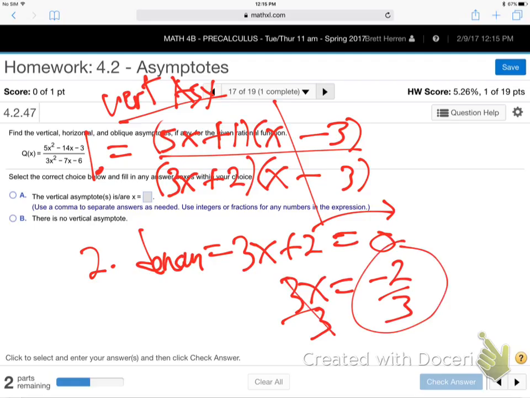x equals negative 2/3. That means if I was to do this graph, here's negative 1. At negative 2/3, there would be a vertical asymptote line, because negative 2/3 makes the denominator 0. Is that good?